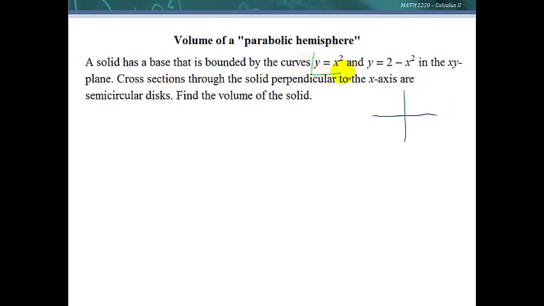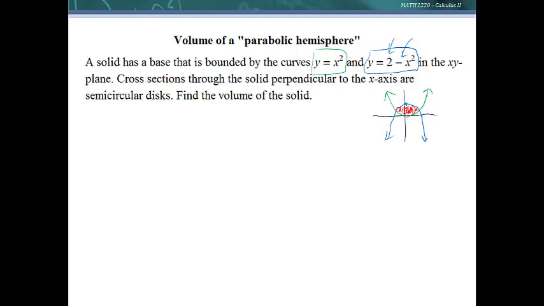And our first curve is y equals x squared, which is just our basic parabola. And our second curve is a parabola that is reflected, so it opens down, and it is shifted up 2. So this one would look something like this. So here is a rough sketch of the base of our solid. Now, rising up from this are these semicircular discs.